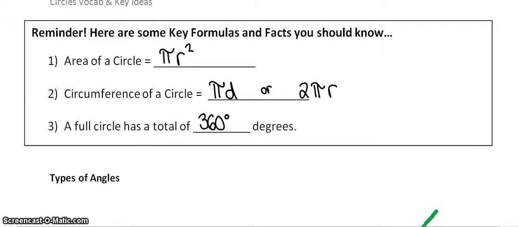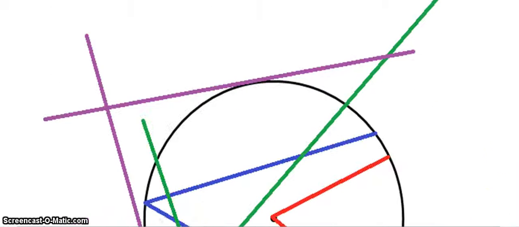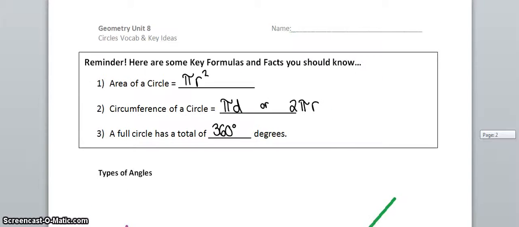Okay, so we're going to talk about the area of the circle, we're going to talk about the circumference, we're going to talk about angles in a circle, we're going to talk about degrees, we're going to talk about inches, we're going to talk about feet, we're going to talk about so many things. So you need to know those facts to do that.